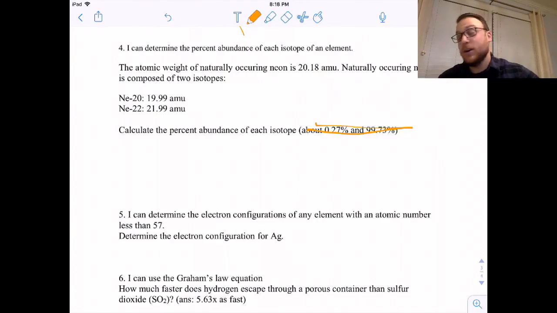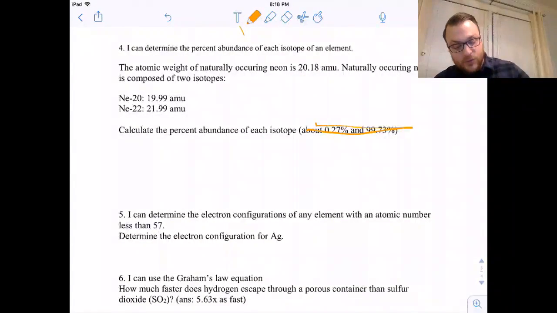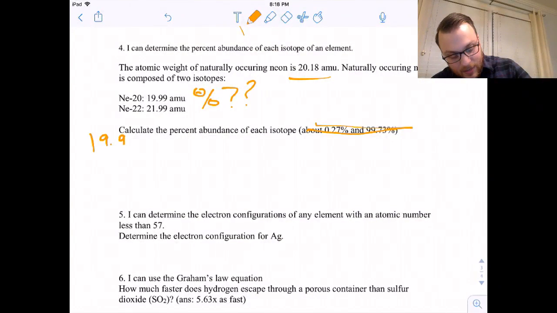That is for sure. All right, so what are the percents of these? I don't know, but we do know that the average mass is 20.18. So again, this is going to set up that x plus 1 minus x situation that we've done before. I'm just going to make 19.99 my x plus my other mass times 1 minus x equal to my average mass, which is 20.18.